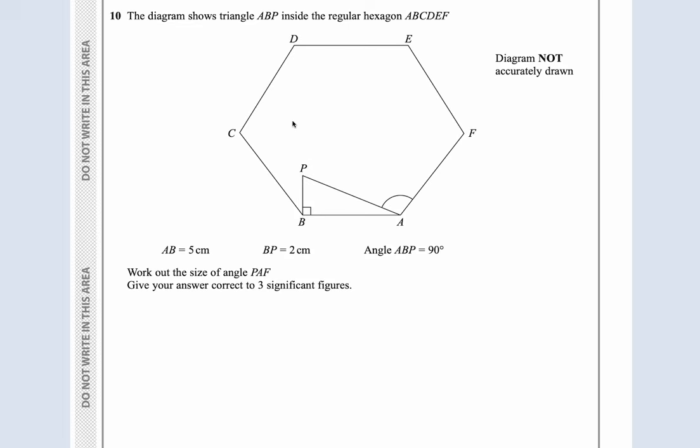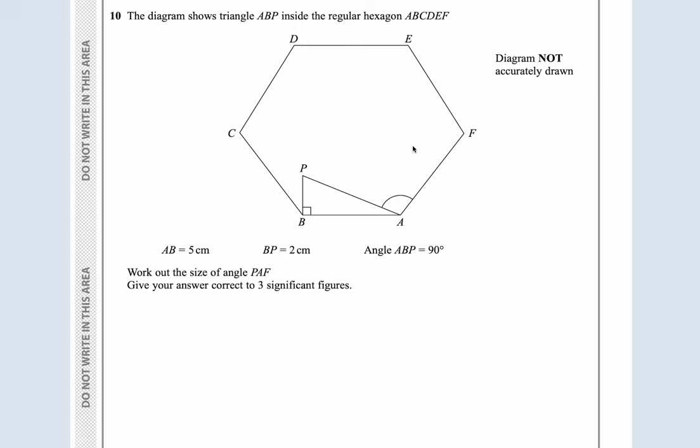The diagram shows triangle ABP inside the regular hexagon ABCDEF. Work out the size of angle PAF, this one here. Give your answer to three significant figures. Okay, guys, this looks a little bit tricky. First of all, let's consider what we're dealing with. It's a hexagon, and it's a regular hexagon.